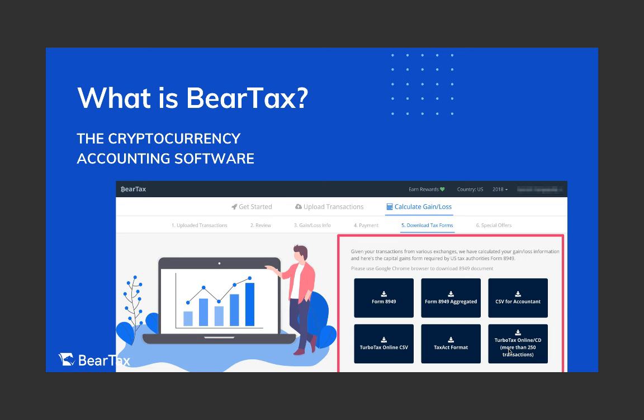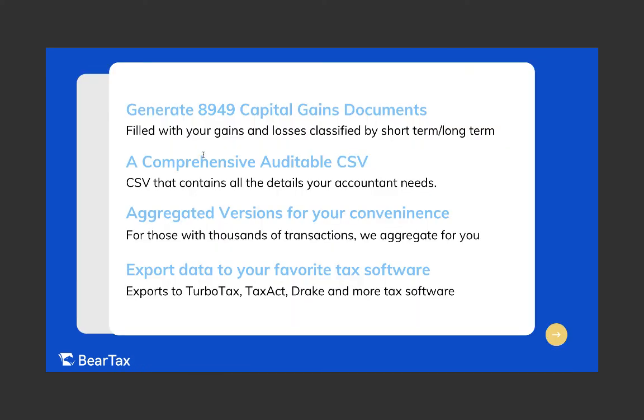And if you are a heavy trader, like a day trader with thousands of transactions, the platform can handle them well. We have calculated more than 200,000 to 300,000 trades per person. Also, you don't want to submit hundreds of pages of your gains, right? So you can get aggregated versions. You aggregate everything by coin, and you can submit that and keep the detailed one for your records if somebody asks you.